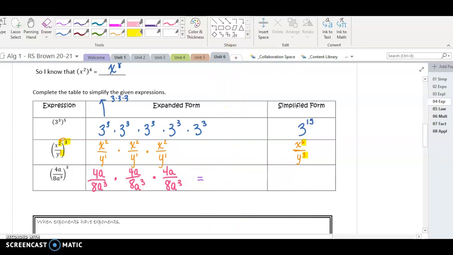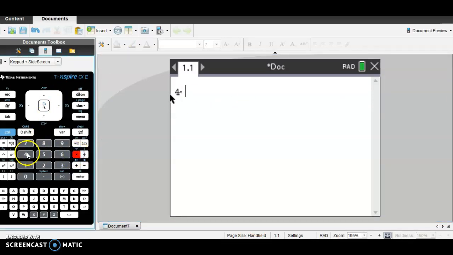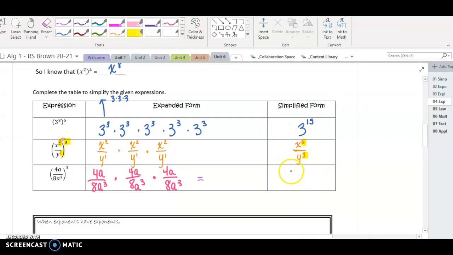I'm going to do this real quick. I have 4 times 4 times 4, right? I have 3 groups of that, 4 times 4 times 4. So I'm going to do 4 times 4 times 4, right? Because that's 64, right? So I have 64. Oh, let me erase that. 64. I'm going to put this right here because I'm probably going to have to reduce. 64A on the top. And then I have 8 times 8 times 8.